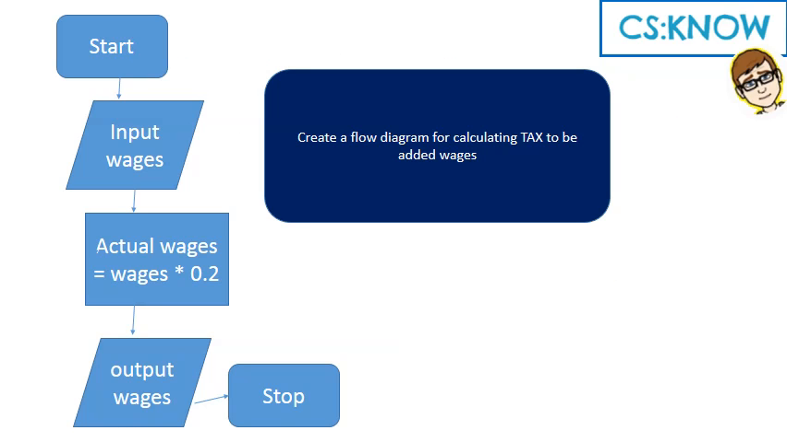So create a flowchart for calculating tax to be added to wages. So let's just follow it through for the flowchart. So it starts off, some of the inputs, their wages, the actual wages equals wages times 0.2 because that's 20%. So whatever your wages are, times it by 0.2, and it will output our actual wages and then stop.